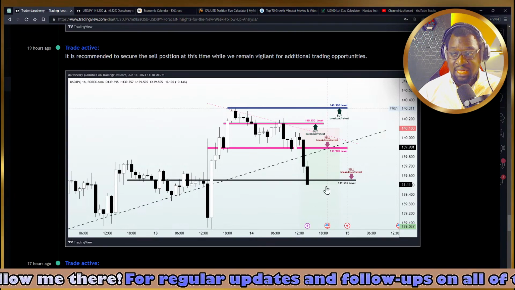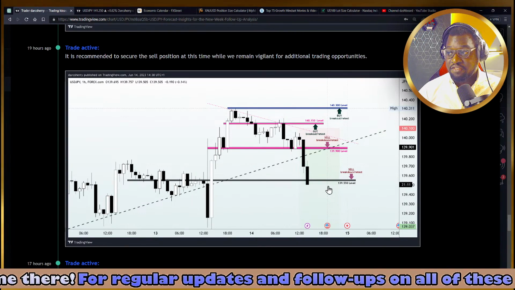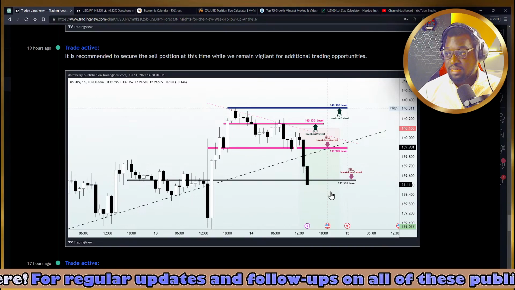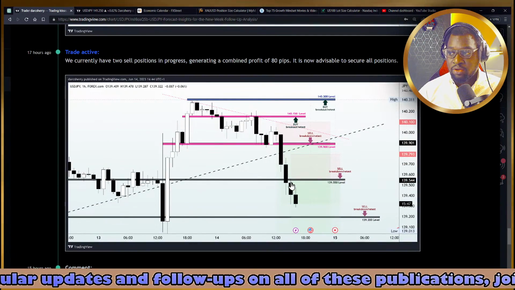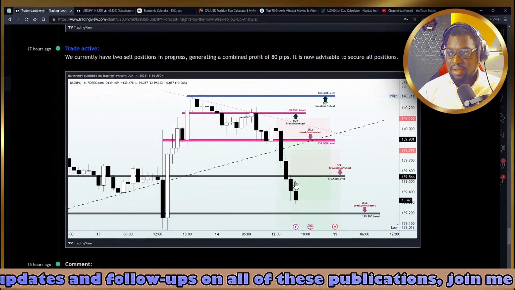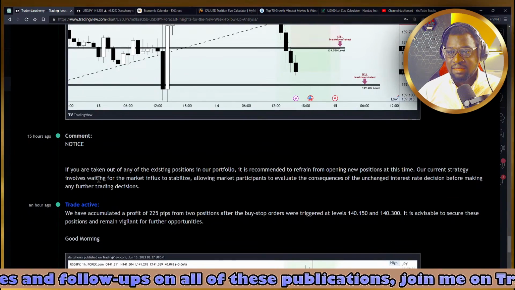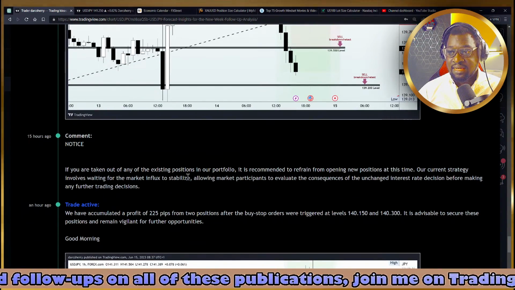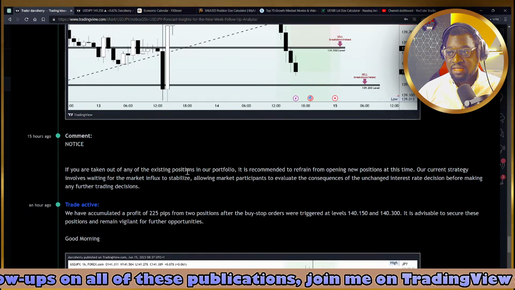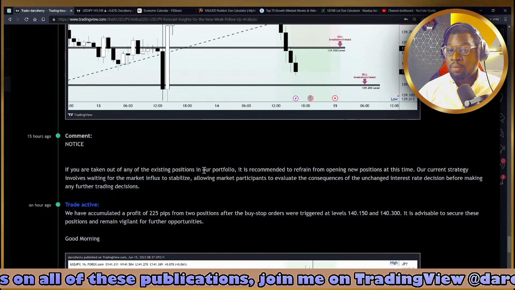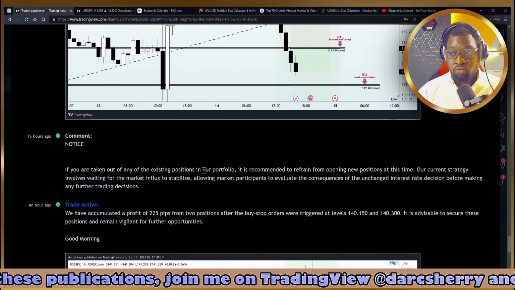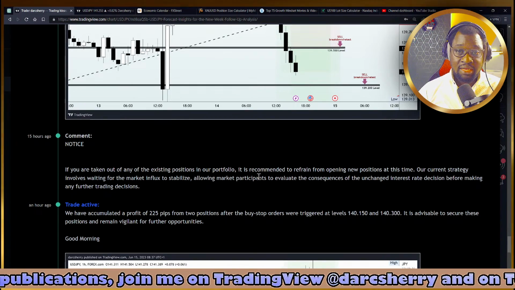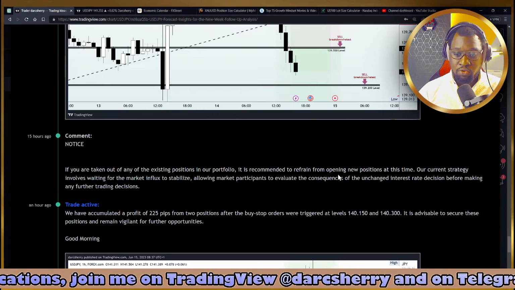I added another key level at 139.550, where I said the breakdown retest of that structure would welcome more opportunities. You can see we had a breakdown retest to maximize the bearish move. And at this point, I mentioned this here: if you are taken out of any of the existing positions in our portfolio, probably due to your stop loss being too close to price action, then it's recommended that you refrain from opening any new positions here.